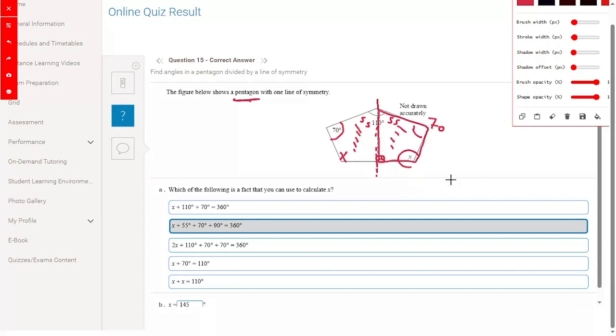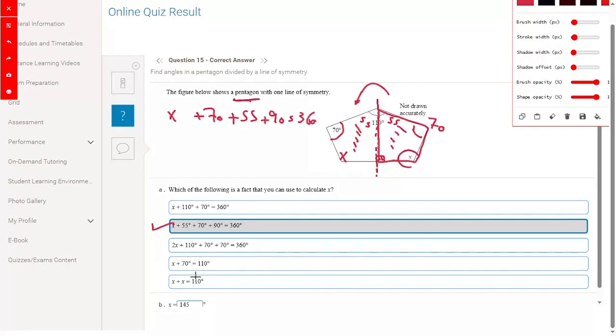I have this one, so it will be x plus 70 plus 55 plus 90 will equal 360. Okay, and the other side will be the same thing. Now here, this is for number A, it will be x plus 55 plus 70 plus 90.